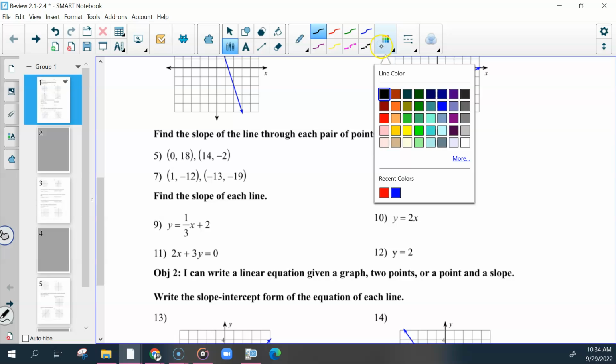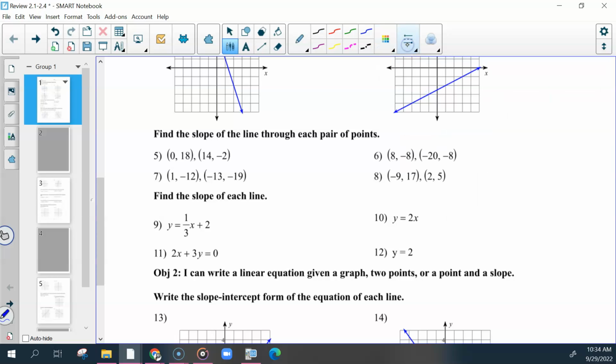Number 6 is in your slope section, where you are given 2 points and have to find the slope of the line. So you have to use your slope formula, y2 minus y1 over x2 minus x1. So for 6, if you want to label them, you can. You don't have to, but you can. And then you're going to put each of those numbers into your formula.